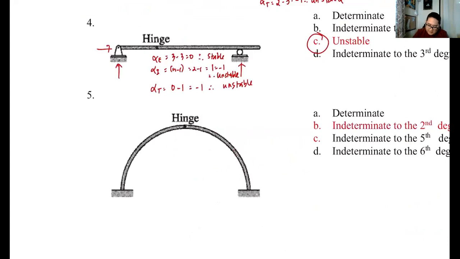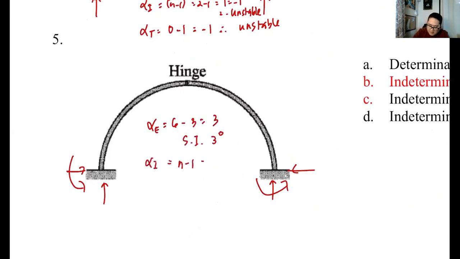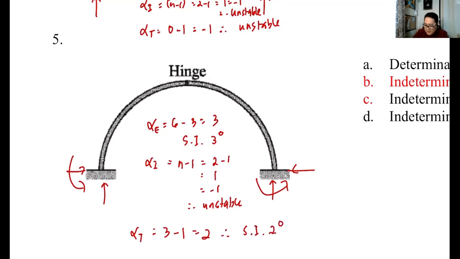Then last, we have this one. So, fixed support ulit. So, ayan. So, external stability natin will be equals to 6 minus 3 to 3. So, statically indeterminate, so third degree. Internal stability will be n minus 1. So, that is 2 minus 1 or 1 or negative 1. So unstable tayo for internal stability. And then for our total, we have 3 minus 1 or 2. So ibig sabihin, statically indeterminate sa second degree tayo. Okay?